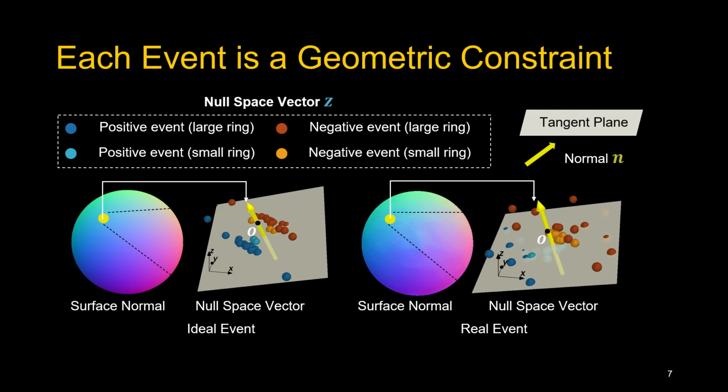The key is to stop treating events as a poor substitute for an image. Instead, we recognize that the physics of event generation provides something powerful, a direct geometric constraint. Each individual event constrains the true surface normal to lie on a specific plane in a higher dimensional space. With enough events, these planes intersect, pinning down the precise 3D orientation.